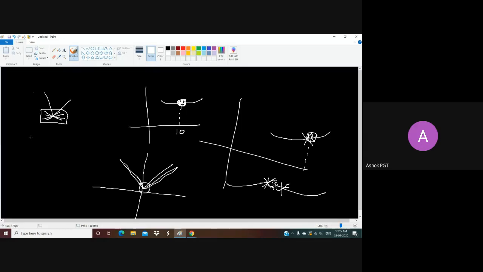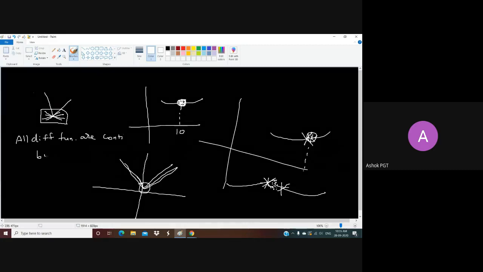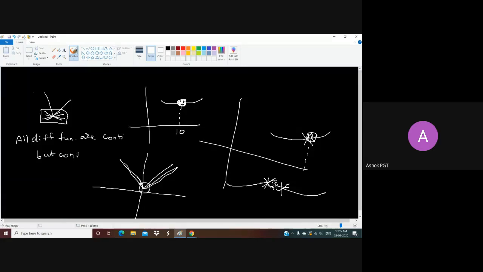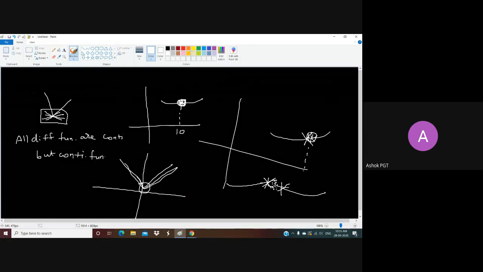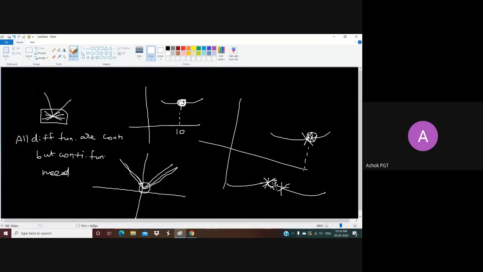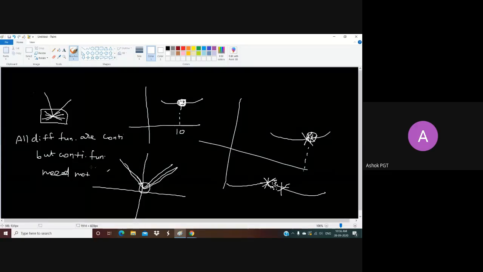So we can say that all differentiable functions, I repeat, all differentiable functions are continuous functions, but all continuous functions need not be differentiable. Do you understand this, students?